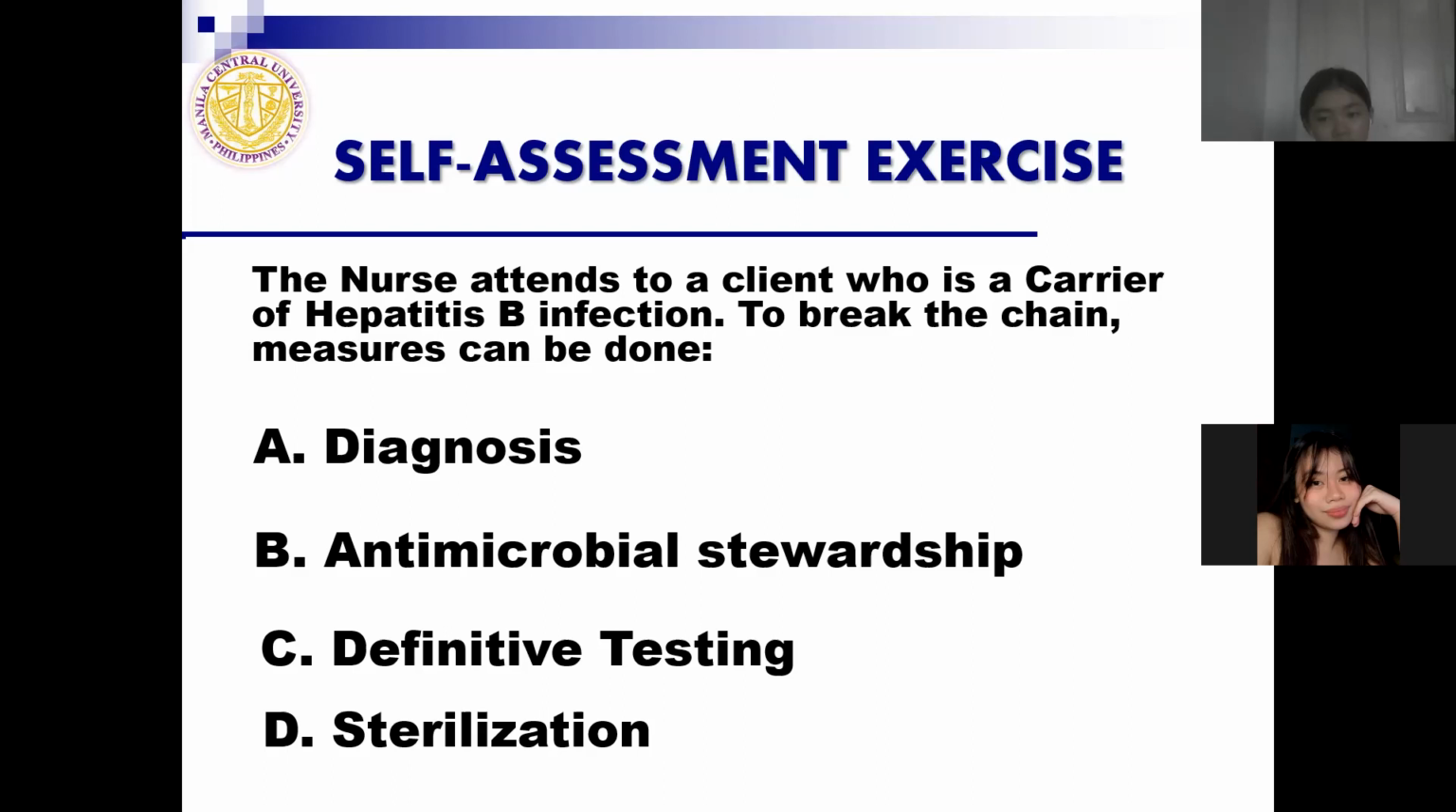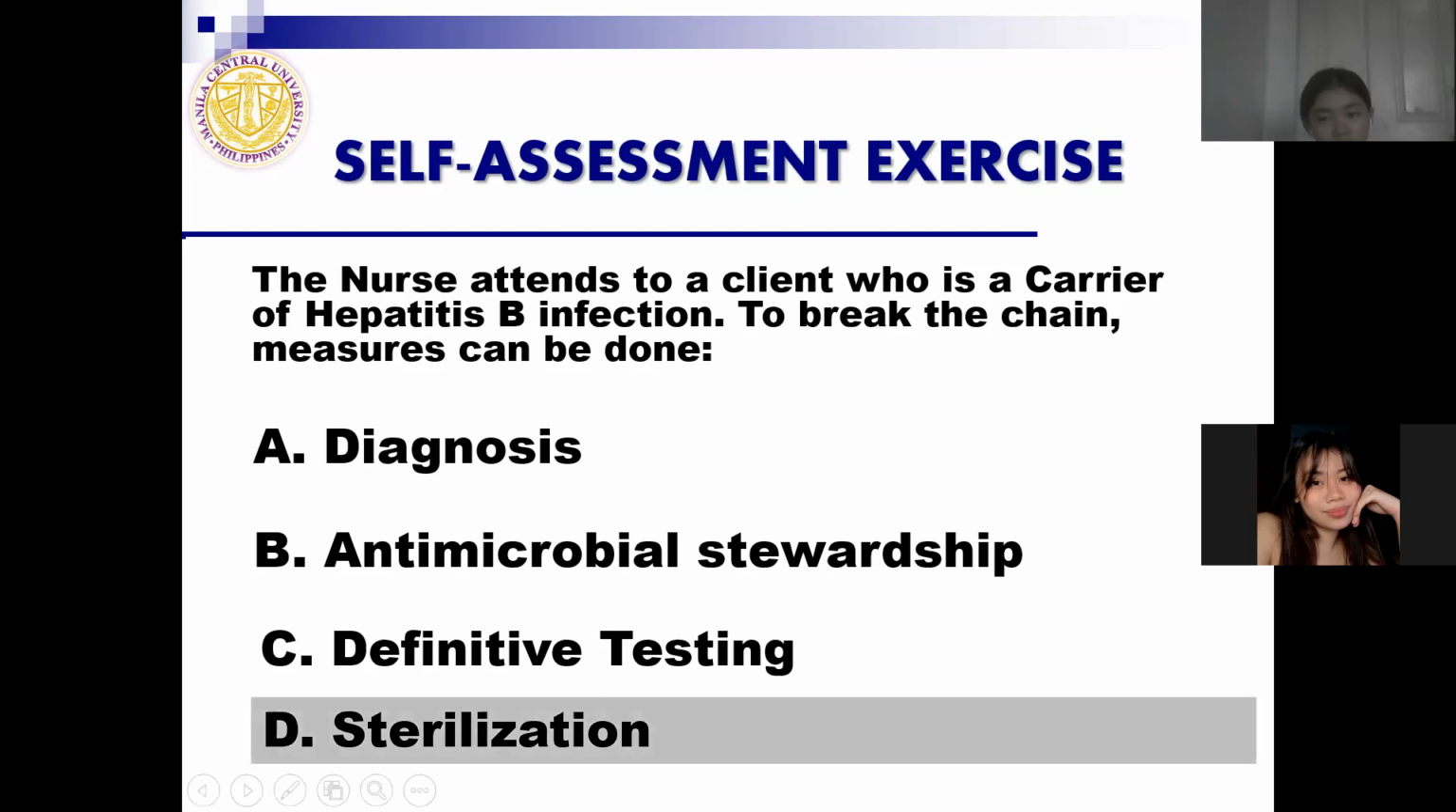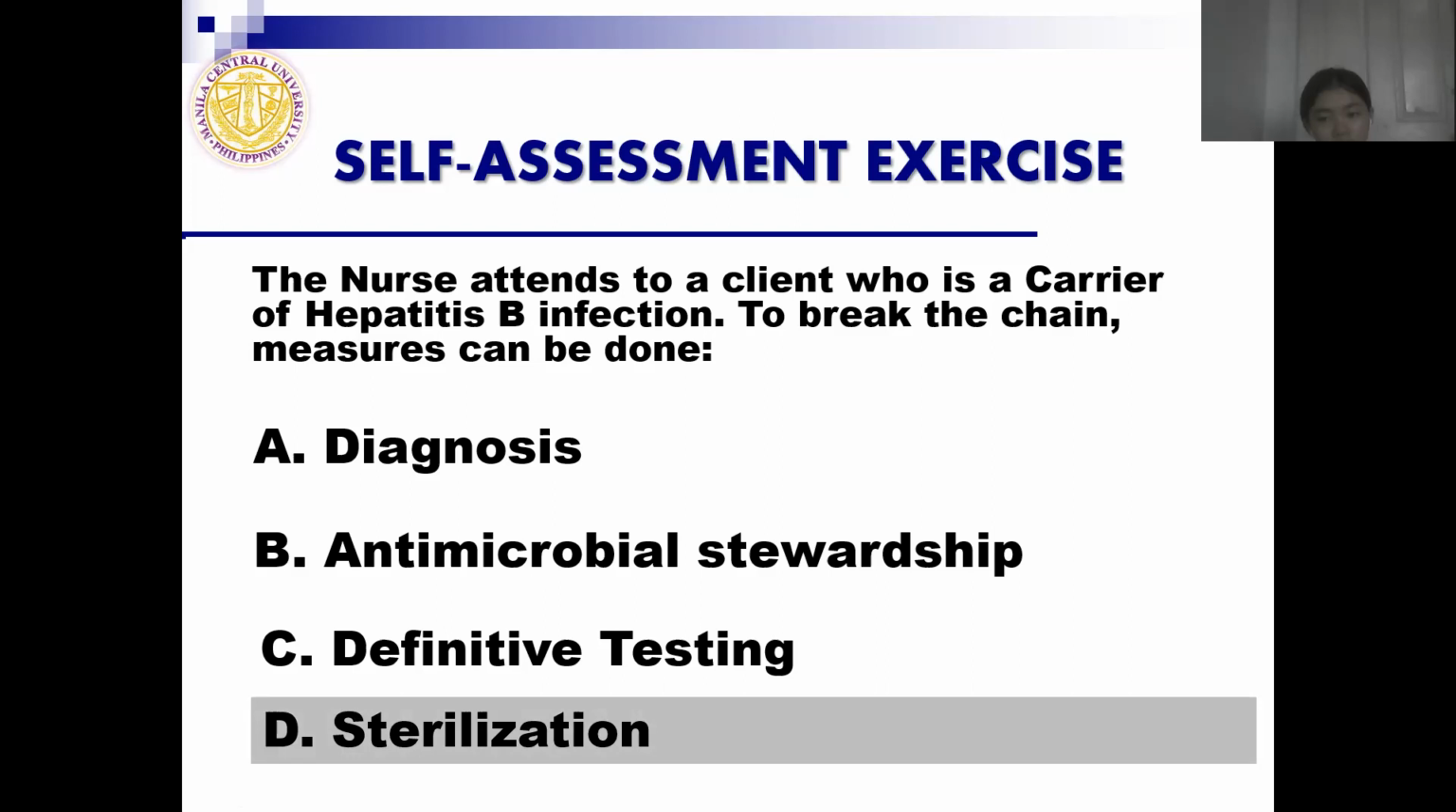Okay. So diagnosis. Diagnosis may not break the chain. Why? The person is already a carrier and already diagnosed with hepatitis B infection. So the answer is letter D, sterilization. Why sterilization? Simply because, class, from the hepatitis B infection, what is our next step? Our next step there is to sterilize everything that the reservoir will use.